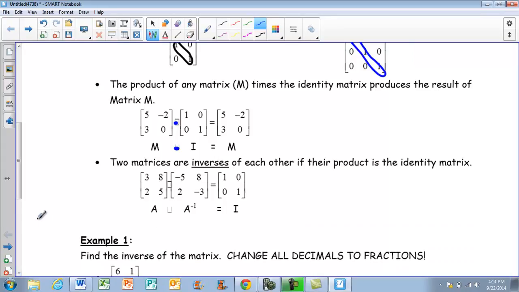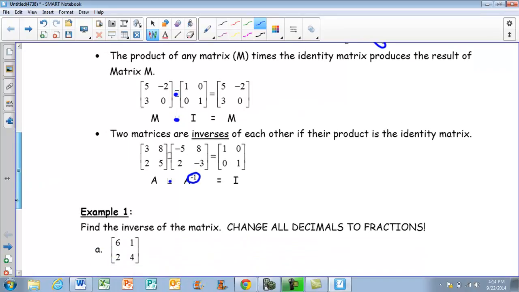So the next thing we need to look at, and this is going to be our big focus here with the inverses: two matrices are inverses of each other if their product is the identity matrix. So if we take matrix A times its inverse, the inverse we'll see here means that it's being raised to the -1 power. If you multiply those together, you will get that identity matrix back.